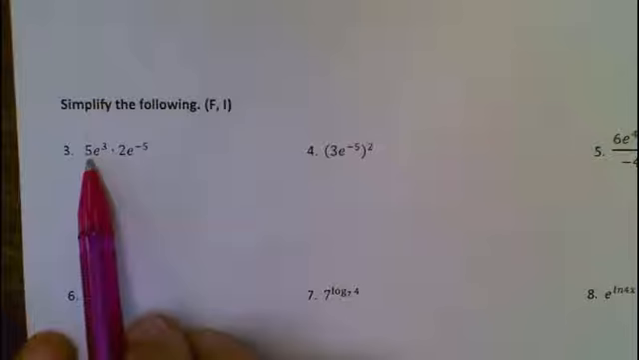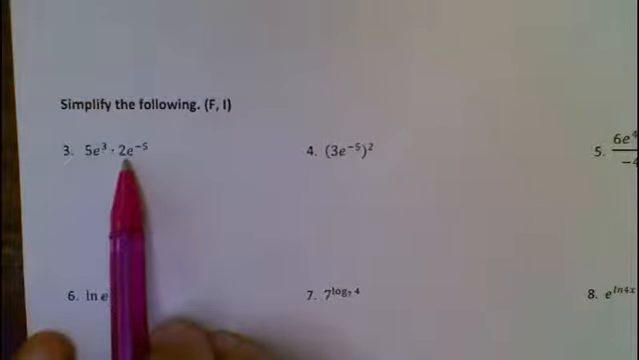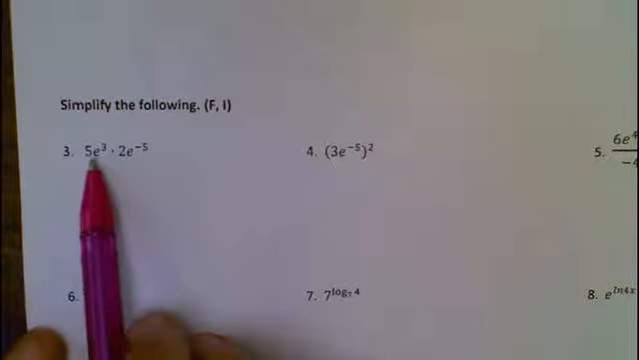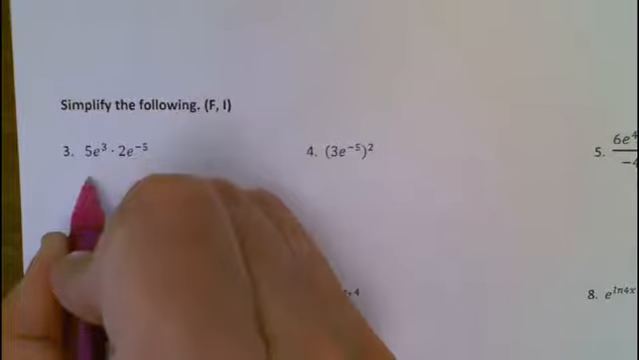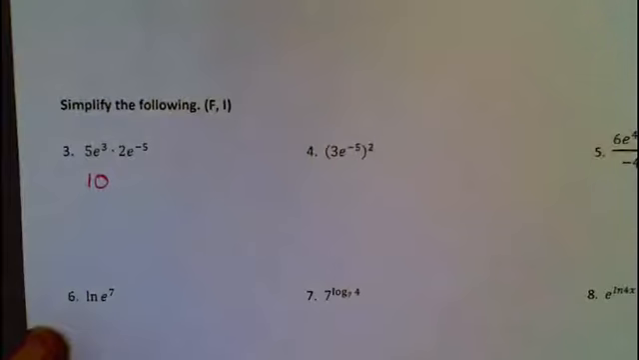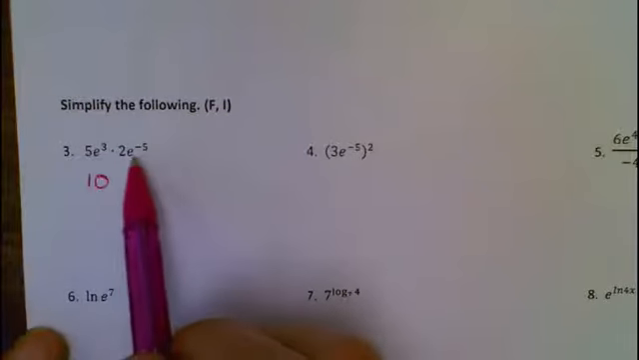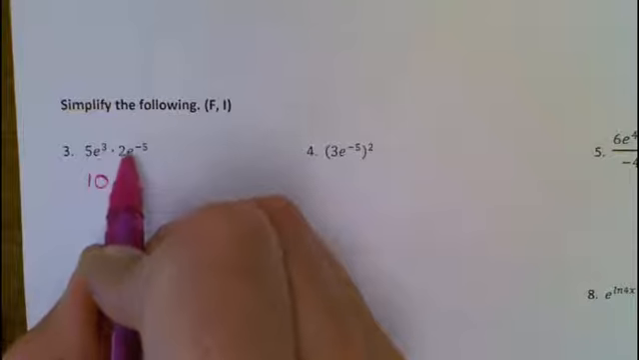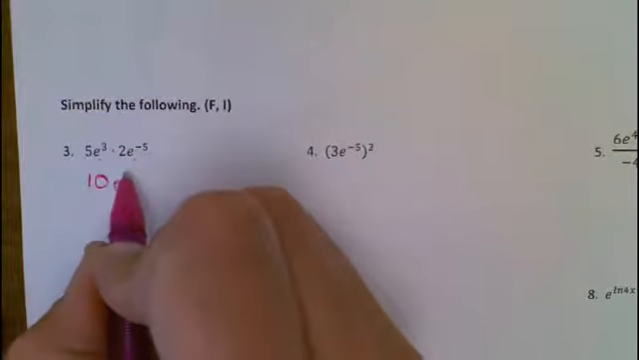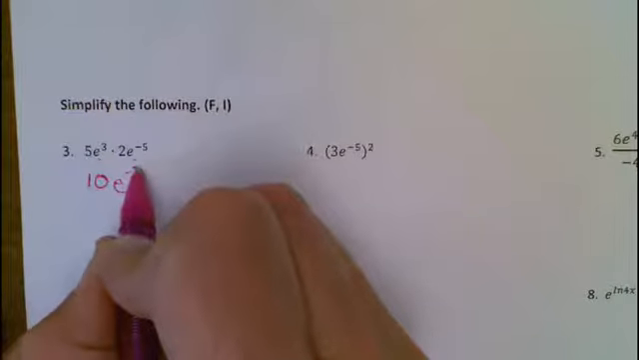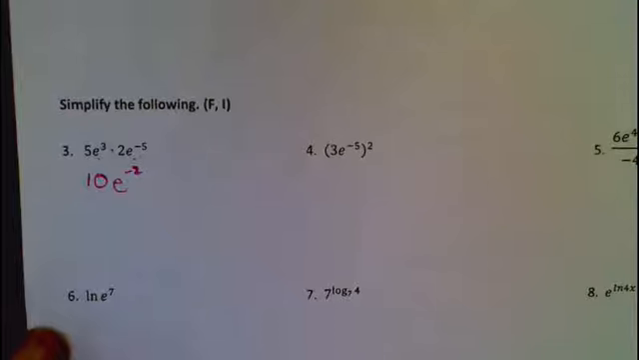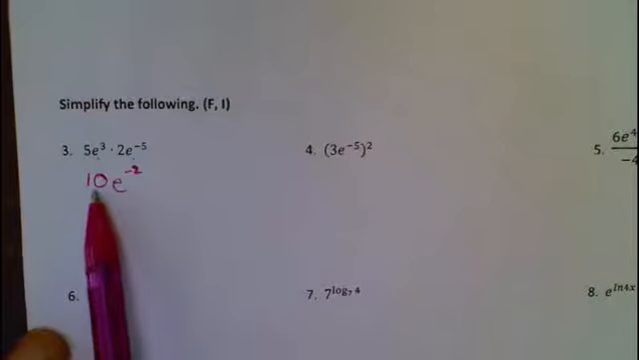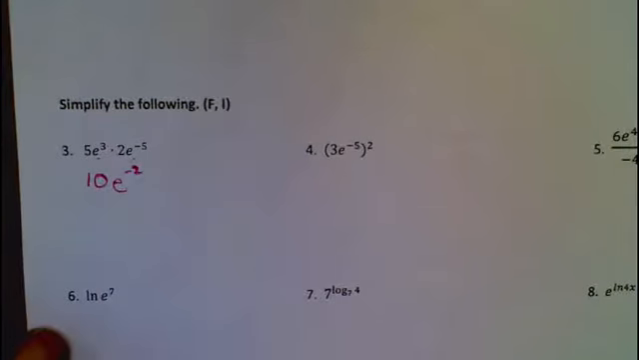So here we can take, remember this all means multiplication, 5 times e to the third times 2 times e to the negative 5th. So we can multiply in any order. So I'm going to take 5 times 2 is 10. And then when I multiply the e bases, I keep the base. I add the exponents. 3 plus negative 5 is negative 2. Okay, so all I did is I multiplied 5 times 2, and I kept the base of e. I added the exponents to get negative 2.